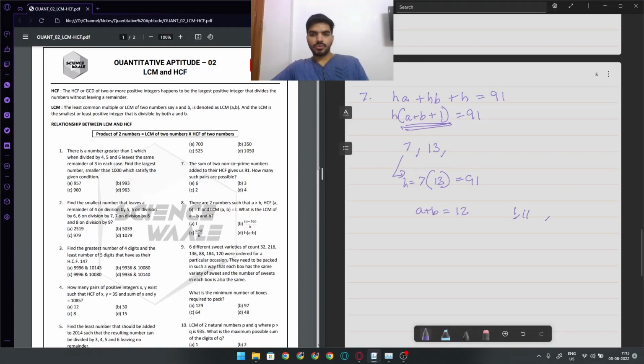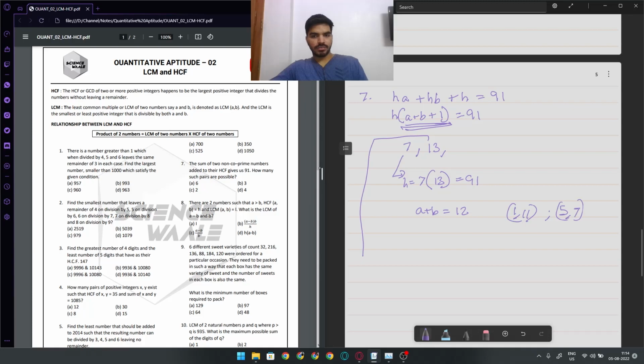Then 2 comma 10, not possible. 3 comma 9, not possible. 4 comma 8, not possible. 5 comma 7, it will be counted. And 6 comma 6, will it be counted? Is it possible that the numbers are the same? No, it's not. If you have two same numbers, then the HCF will be the number itself. If you have 6 comma 6, then the numbers are 42, 42, and the LCM should also be 42. It's not possible. So only two cases when H is 7.